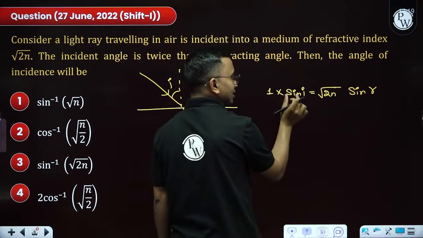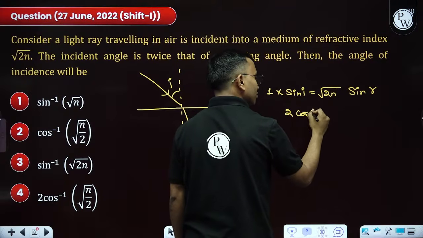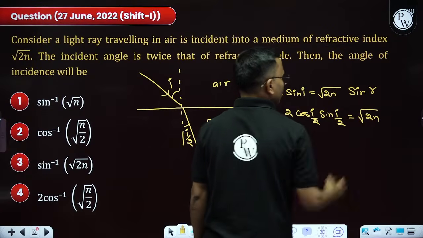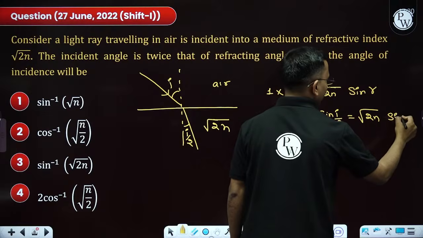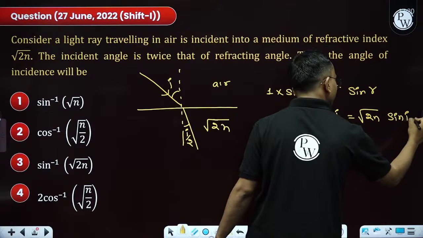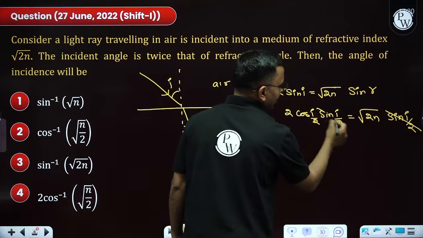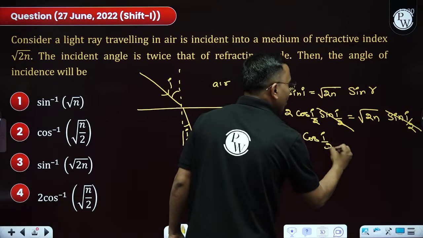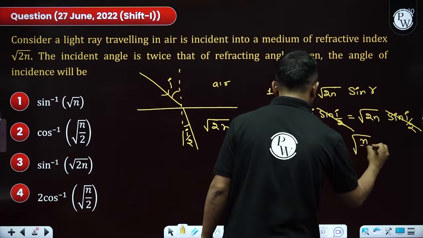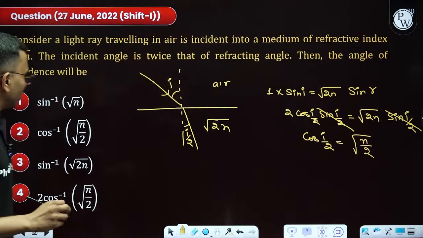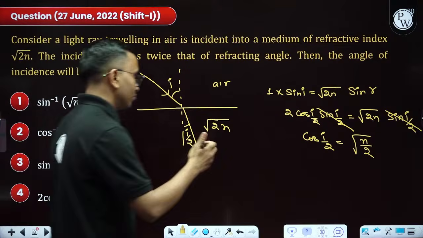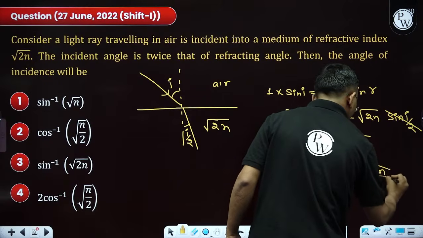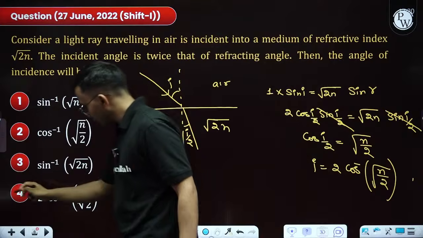Now sin i can be written as 2 cos of i by 2 into sine of i by 2. And this equals root of 2n into sine of i by 2. Now sine i by 2 and sine i by 2 get cancelled. From here I can say cos of i by 2 comes out to be root of n by 2. So i comes out to be 2 into cos inverse of root of n by 2. Fourth option.